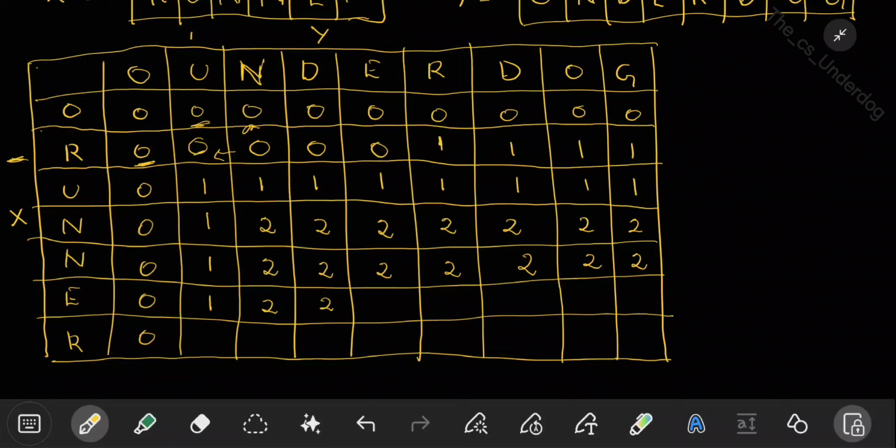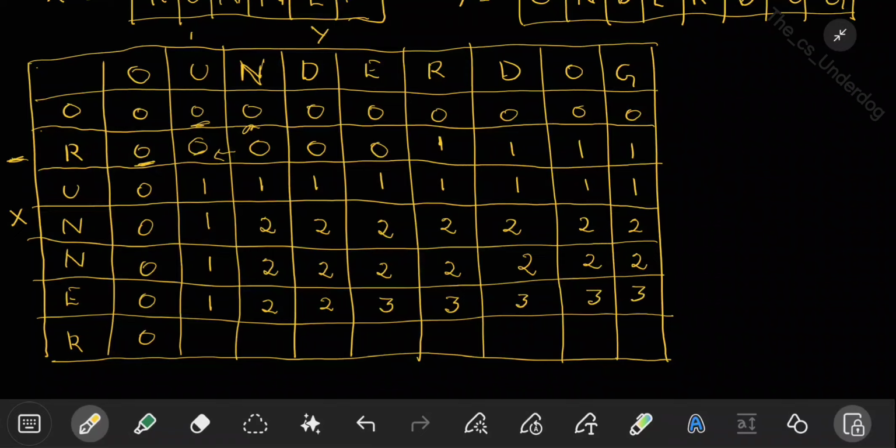What about E and E? Here you have a match. So whenever you have a match, what should you do? You should do 1 plus the diagonal element. So 1 plus, what is the diagonal element? 2. So it should be 3 here. What about the remaining ones? There is no match. So I'll just copy this.